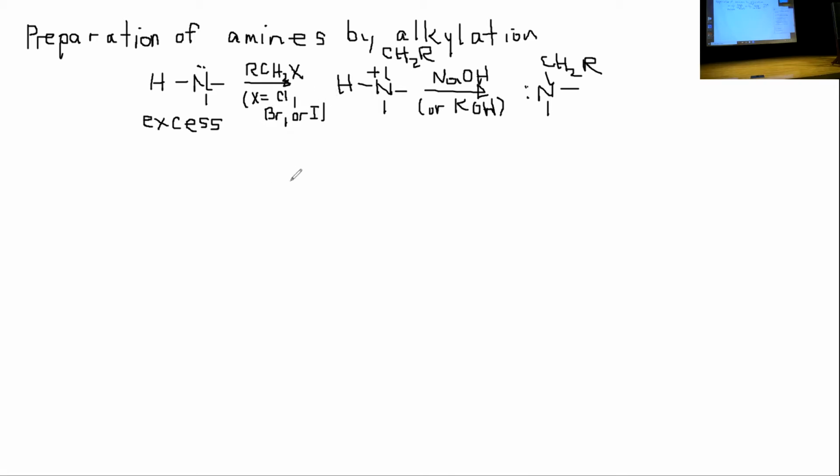So just to give an example, let's say that we started with ammonia, and we used a very large excess of ammonia. What does the salt do? Well, it's an intermediate. It's not the final product, because we don't want to isolate a salt. Salts are hard to isolate. We want to isolate a neutral compound.